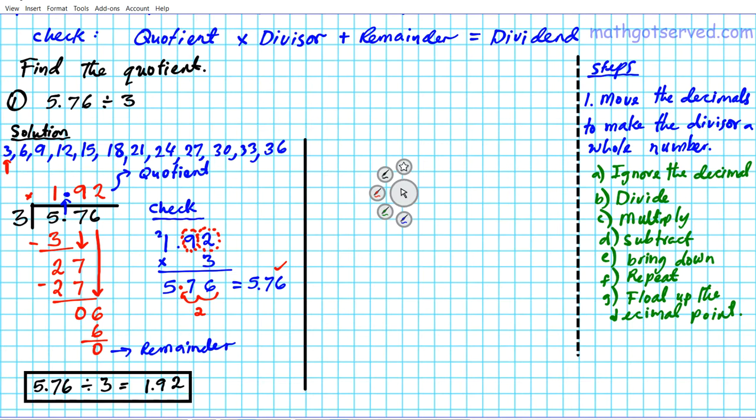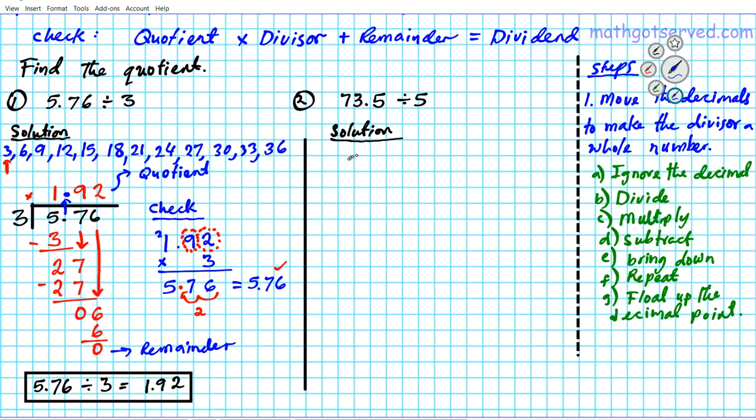Let's try another example. Problem number 2. What if you were to divide the decimal 73.5 by 5? Let's try that. All right, so we're going to follow the same procedure. We're going to write down our multiplication facts. Just a real quick review. Skills drills review from 1 all the way to 12.